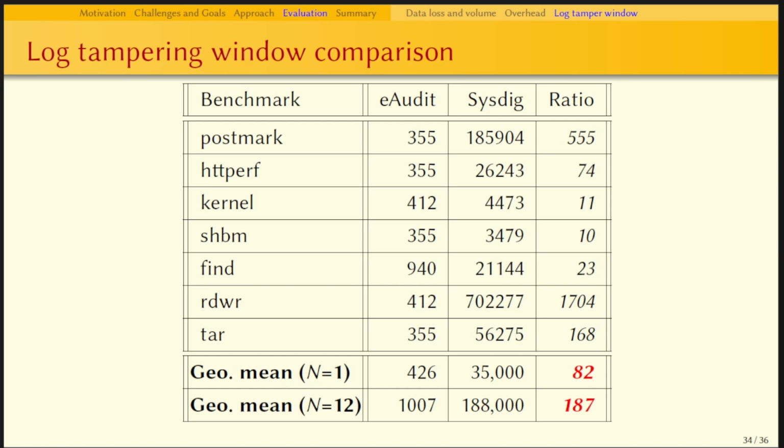Finally, let's take a look at our log tampering window results. We compare our windows to that of the next best performing system, Sysdig. We maintain a small log tampering window that is hundreds of times smaller than that of Sysdig's. On average, eAudit produces tampering windows of a couple hundred records, while Sysdig produces windows ranging between 35 to 200,000 records. Even at a max benchmark load, our system will only generate an average size window of about 1,000 records.